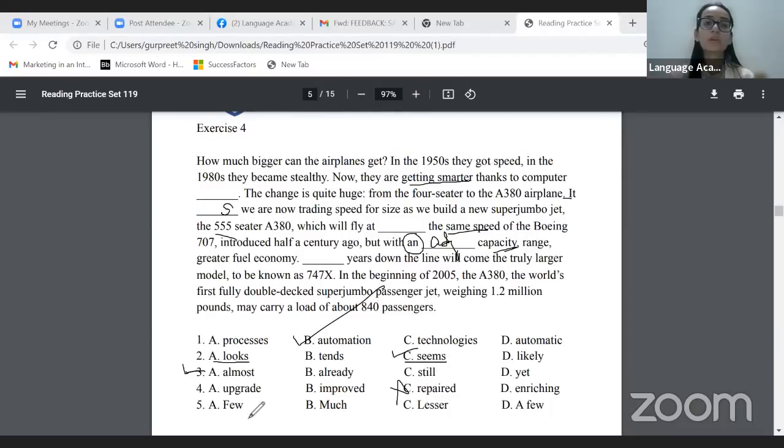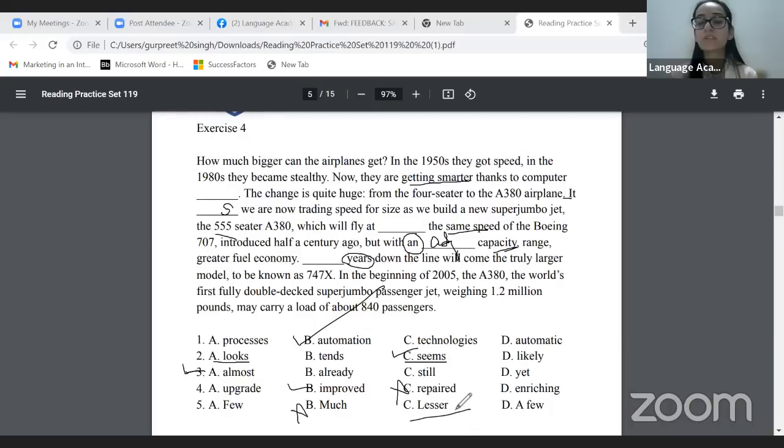Upgrade is a noun form. If we want a verb form, it should be upgraded capacity. Upgrade itself is the noun. And enriching is not capacity. Enriching is used for quality, not for number. So we can go with improved capacity, improved range, and greater fuel economy. Dash years down the line, we will come the truly larger model known as 747X. So the two answers which are absolutely not possible are much years, because much is used with non-countable things and we can definitely count years.